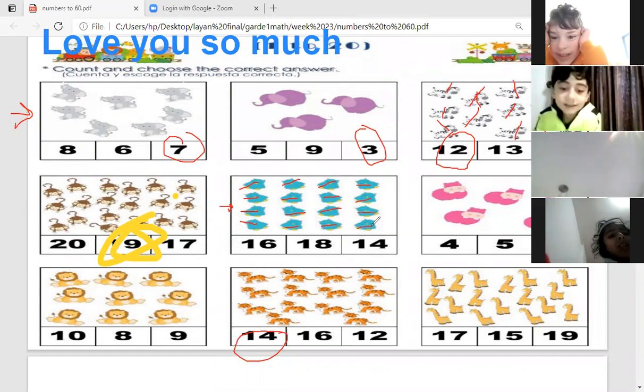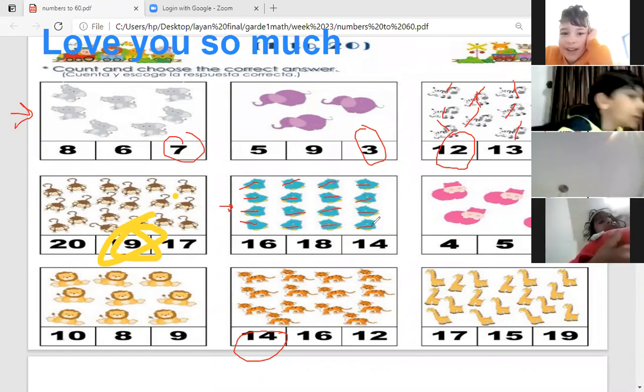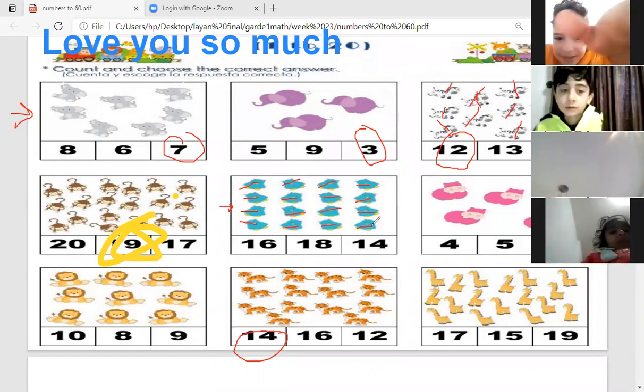1, 2, 3, 4, 5, 6, 7, 8, 9, 10, 11, 12, 13, 14, 15, 16, 17. Only 16, okay? Yeah, circle 16. Okay. And circle.